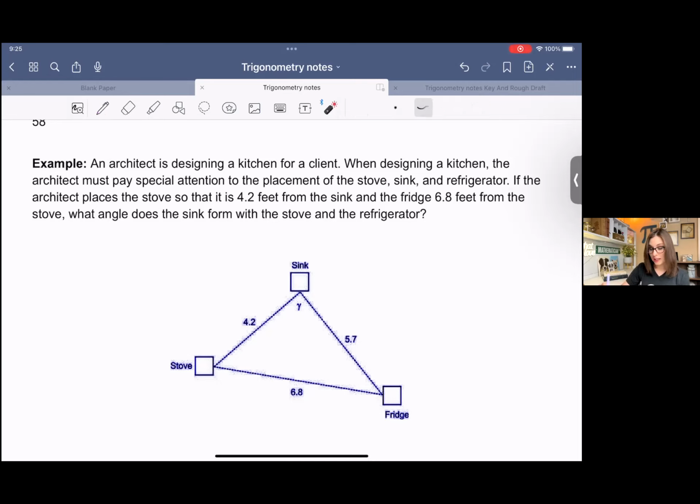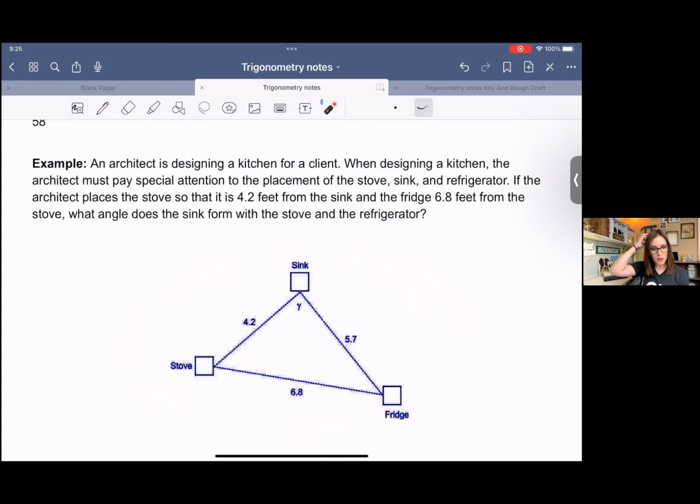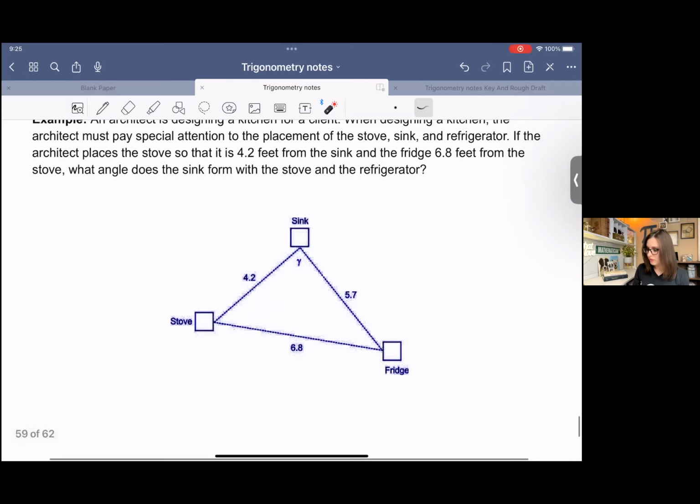So if you are not given a picture, then I would highly recommend going ahead and drawing a picture that represents all of that information. We were given the distances from each appliance, basically. And what we're looking for is this angle. They have gamma there for the angle. We could call it anything. But we are looking for this angle that the sink forms with the stove and the refrigerator.